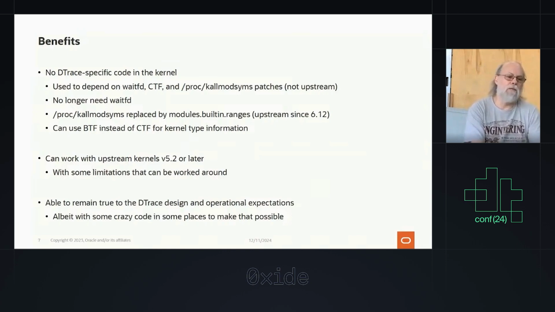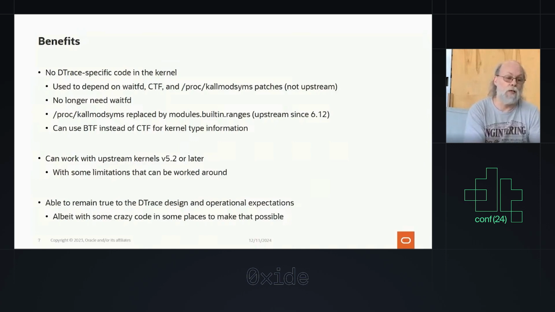We no longer need waitfd. The KL mod sims has now been replaced by the modules built-in ranges file, which is a patch that was upstreamed into the Linux kernel. So every Linux kernel starting with 6.12 will have that if the correct build option is enabled, which it seems like most people do want to use because it's essentially zero cost for a running system, and it can really benefit tracing, dtrace, and even other tracers.